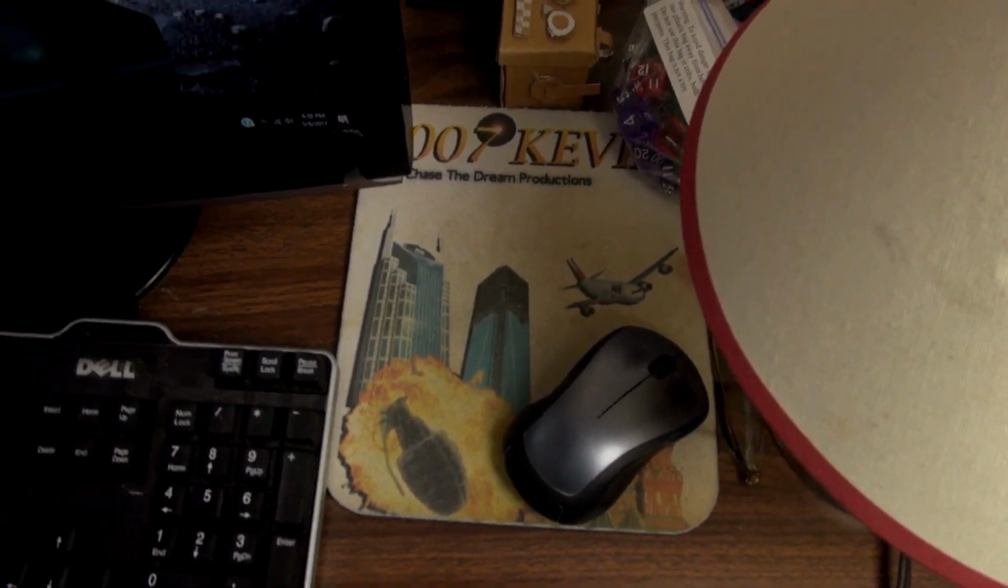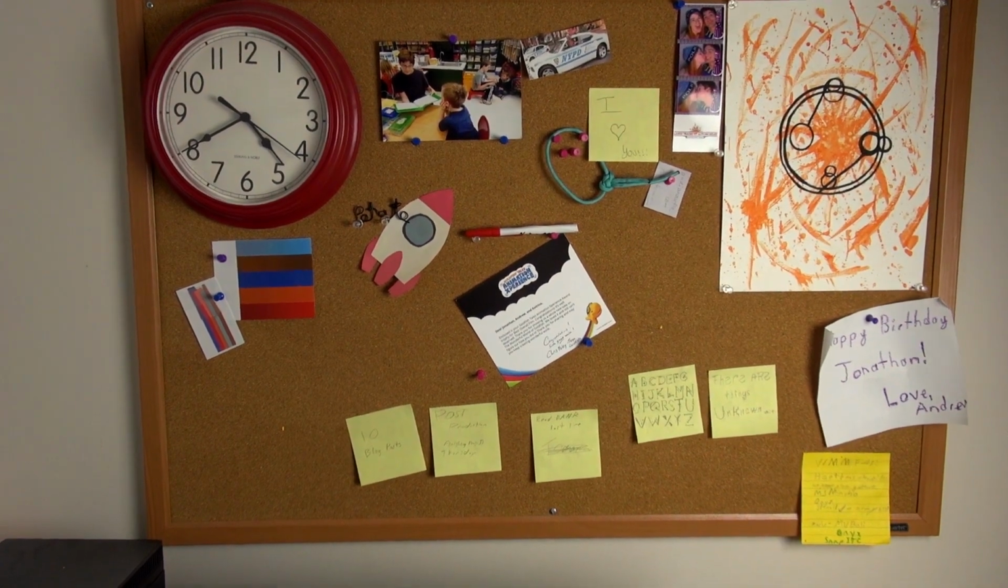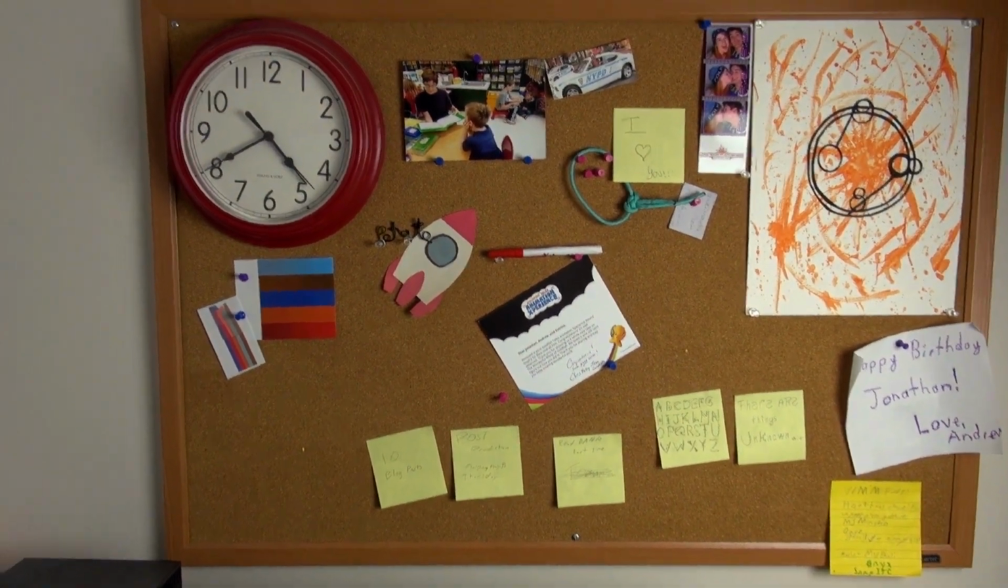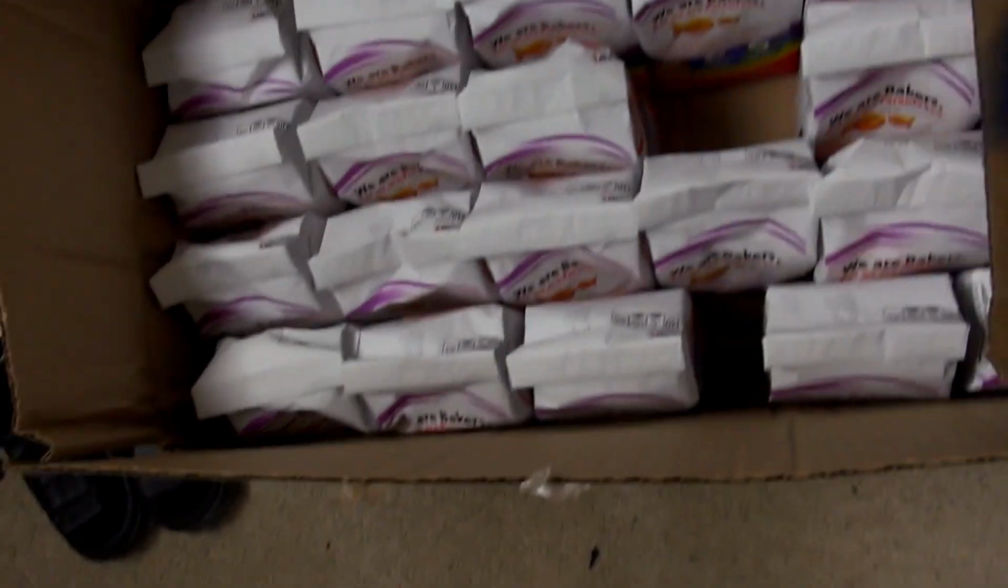This is my desk. Let's see, we have a nice lamp. My very amazing novelty 007 Kevin mouse mat. Up here we have my very important wall of post-it notes and other things. The closet, it's got clothes, guitar, wall lights, other things, a glow. Yeah, these are not always in here. I normally just have them whenever I need them.